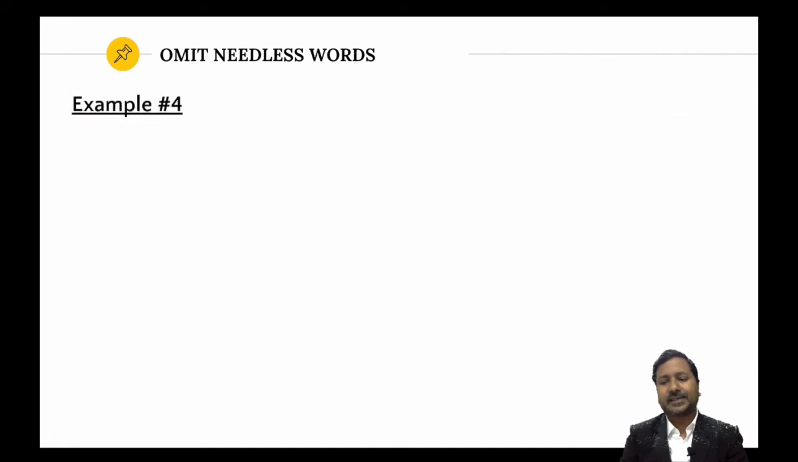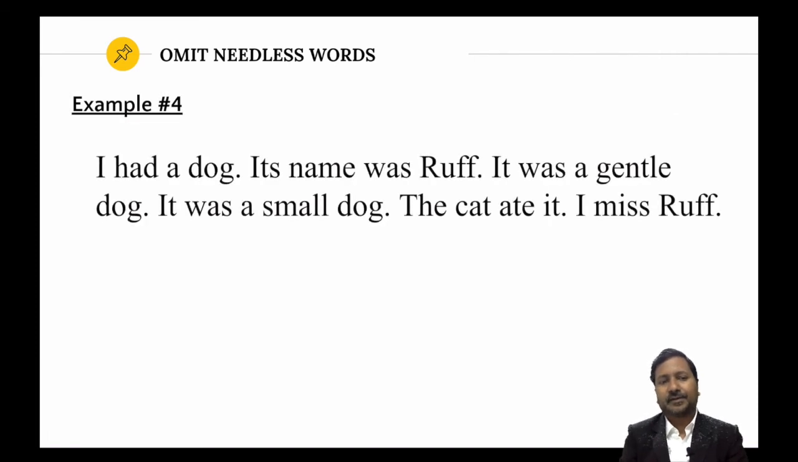Let us look at example number 4. This is quite an interesting example. There are many such examples given in the book Plain English for Lawyers by Richard Wydick. And there's also another interesting book by Bryan A. Garner, Plain English Legal Writing.